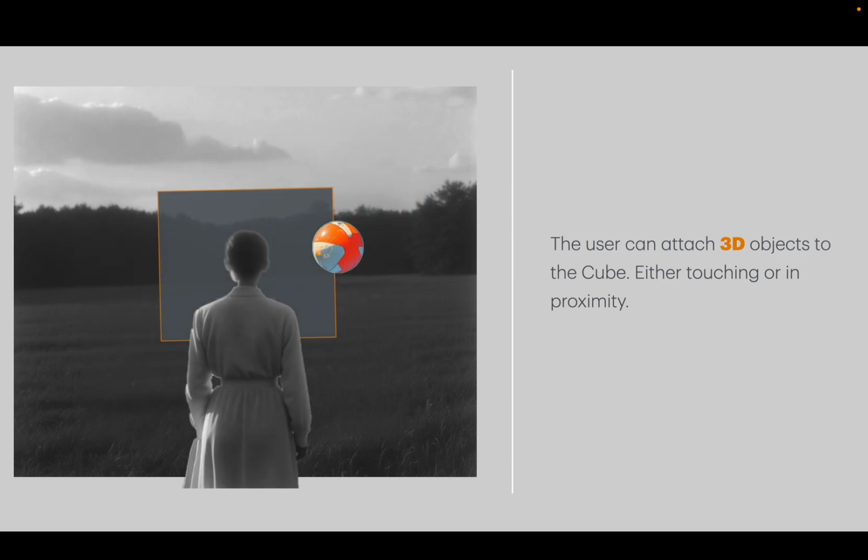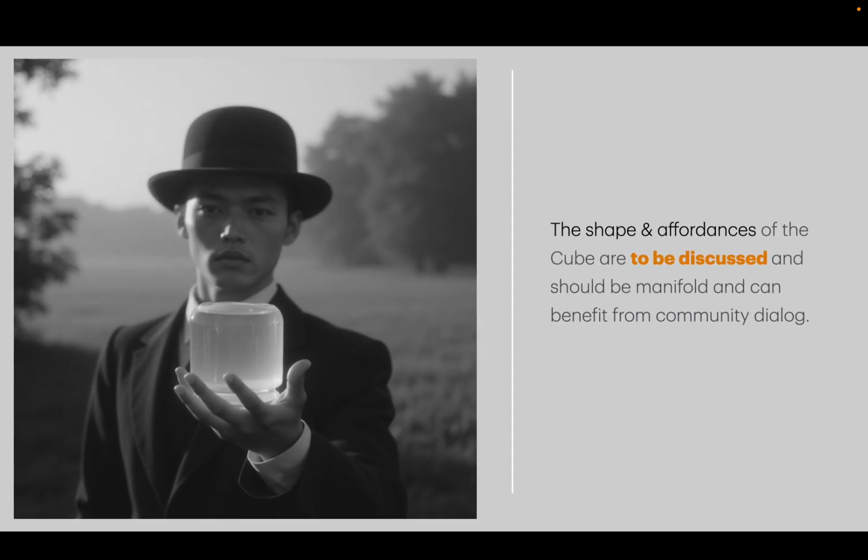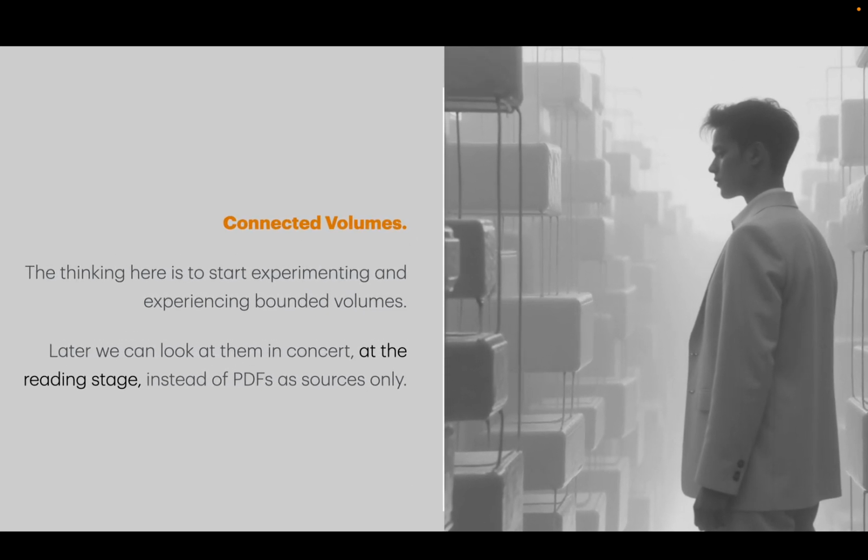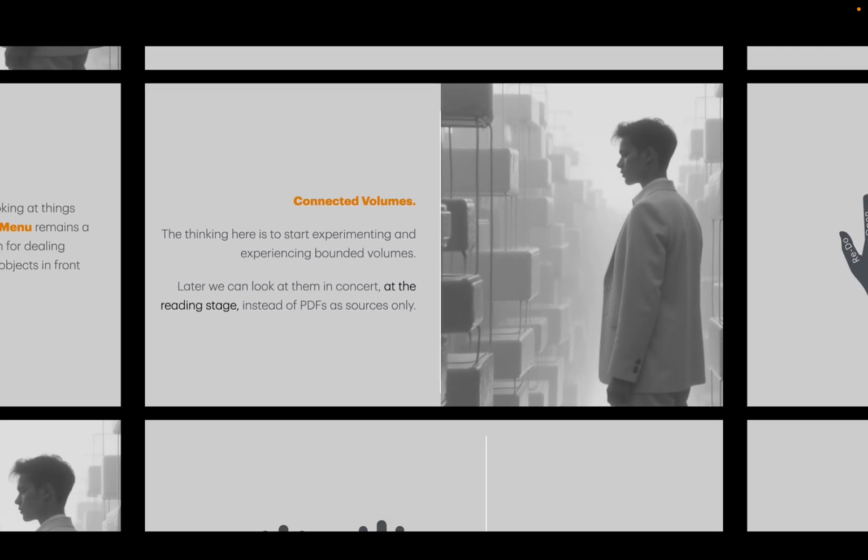Furthermore, 3D objects in space should be able to be attached by touching it or by being in proximity or embedded into it. So the shape and affordances of the cube are to be discussed. There could be so many, and this is one of the things that can benefit from community dialogue. Now we've decided this is one approach that we're looking at for the authoring. And of course, once we've done some authoring, this can be part of the user's reading space. How different volumes like this can appear in a place for reading and for studying will be another challenge.